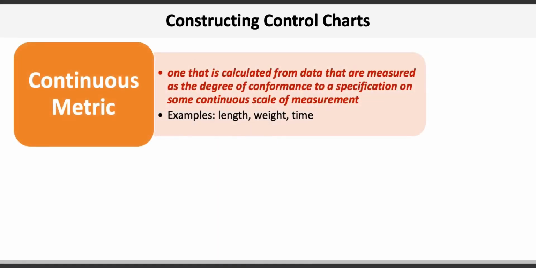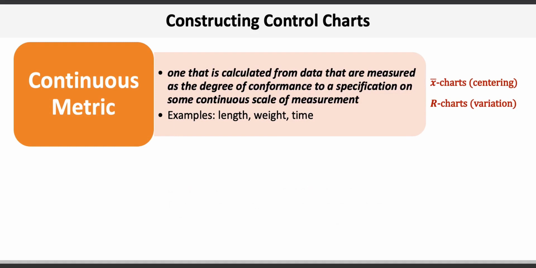Many types of control charts exist. All are similar in structure, but the specific formulas used to compute control charts are different. Moreover, different types of charts are used for different types of metrics. A continuous metric is one that's calculated from data that are measured as a degree of conformance to a specification on some continuous scale of measurement. Examples include length, weight, and time. Continuous data usually require X bar charts and R charts.